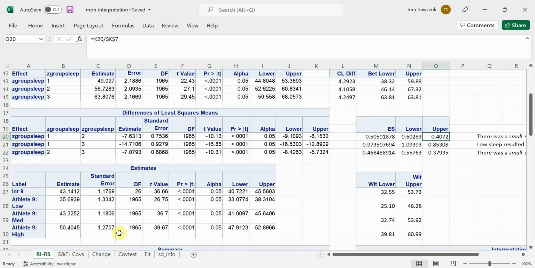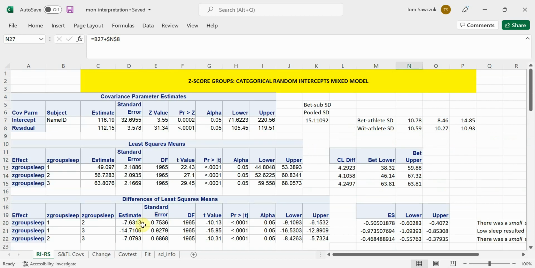Finally, we've got the estimates, and these are the estimates for athlete 9, as I said. We have the estimate for the intercept, and then the estimate for the 3 individual sleep amounts. And then this value is the estimate subtract the within participant standard deviation. And then we have the same estimate add the within participant standard deviation. So those are the results that we've got.